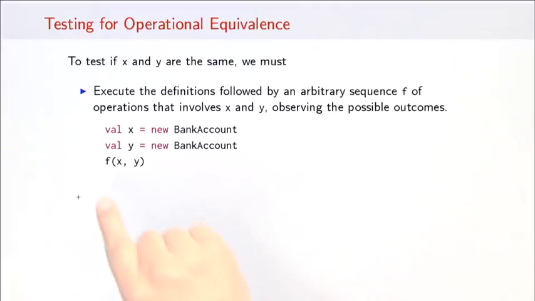Let's call this sequence of instructions f, and we say f of x and y because it can access both x and y. So that was one part of the experiment. We create two bank accounts, and we do some things with them. What we do is arbitrary. We have the full choice of operations that we can use in the experiment.